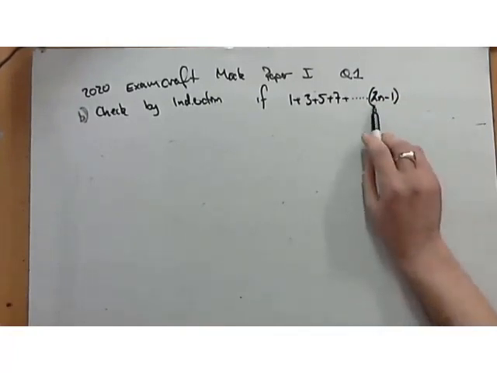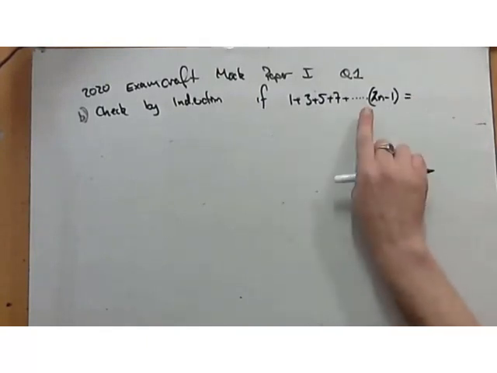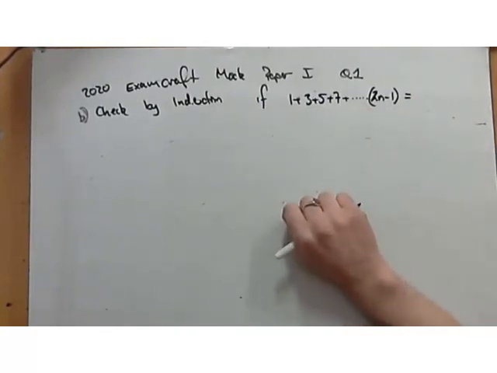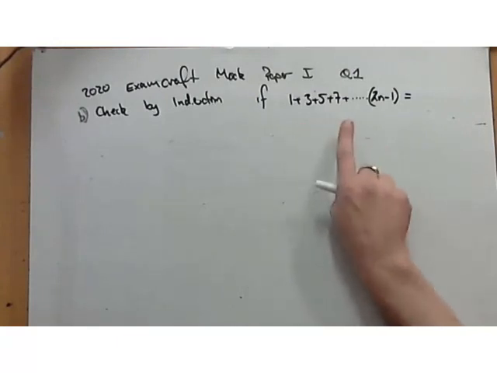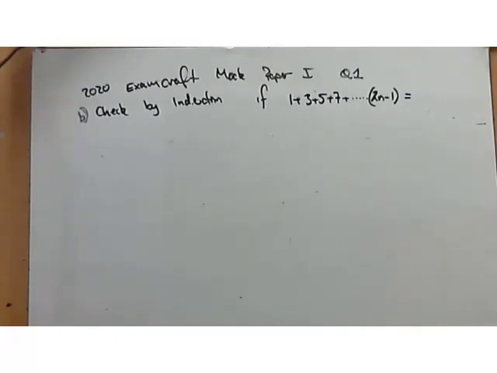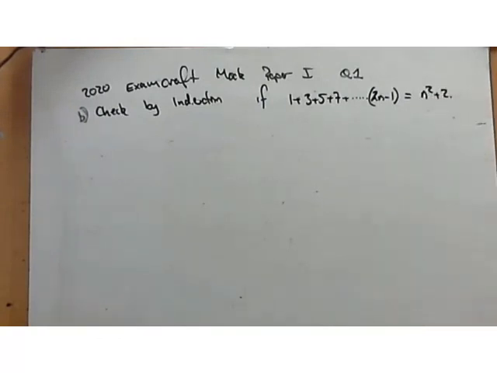All odd numbers have the form 2n plus 1. And I know normally this would be equal to n squared. The sum of the first n odd numbers is n squared. So I'm going to make a lie here. I'm going to make a mistake and say it's equal to n squared plus 2.